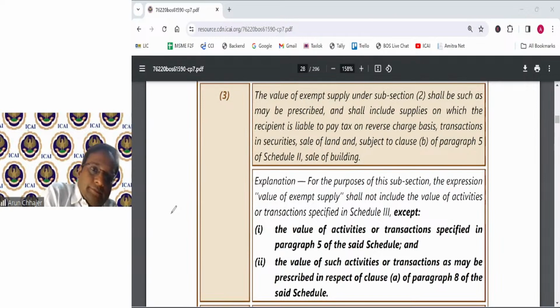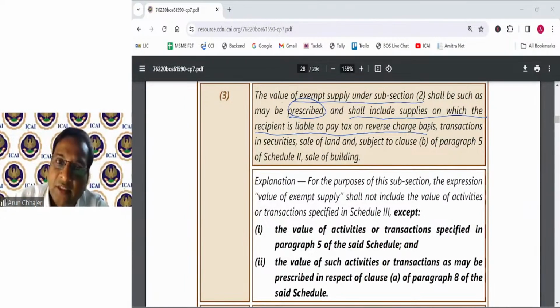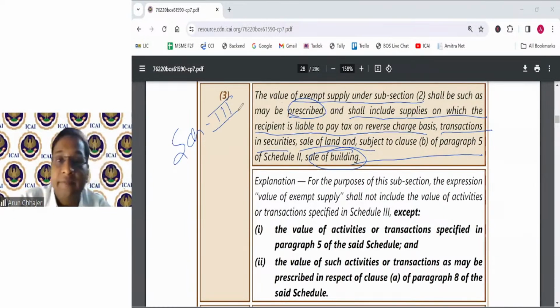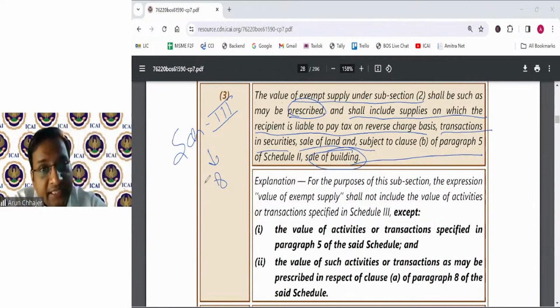Value of exempt supply shall be such as may be prescribed and shall include supplies on which the recipient is liable to pay the tax on reverse charge basis. Transaction of securities. Fine. Sale of land and completed building. Why am I saying completed building? Go to Schedule 3. In Schedule 3, there are a total of 8 activities or 8 paras.